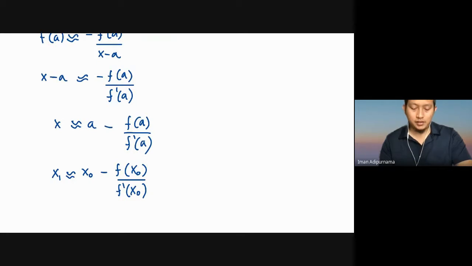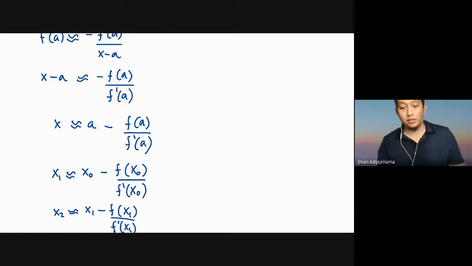And then if you want to calculate closer and closer to the root, you can go on to calculate x2, which is x1 minus f of x1 over f prime x1. And maybe you still need more calculations, maybe 3, 4, 5 times. You can go as many times as you want, it depends on you.